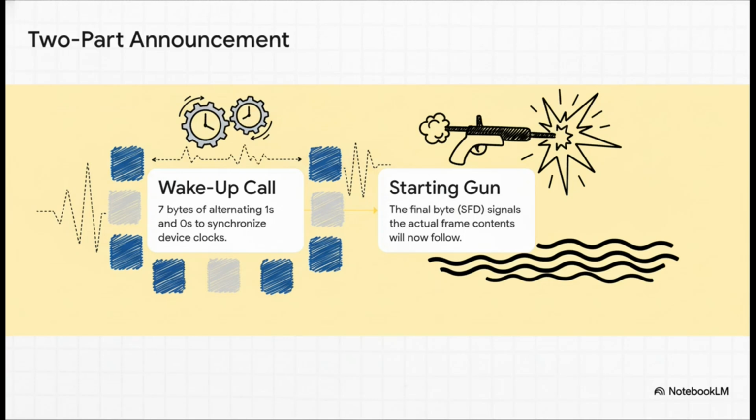The first 7 bytes are this really simple, steady pattern of alternating ones and zeros. Think of it like a drum beat, thump, thump, thump, thump, that allows all the network devices to perfectly synchronize their internal clocks. Then, bam, that final byte, the SFD, acts like a starting gun. It basically shouts, okay, everybody, pay attention. The real information starts now.